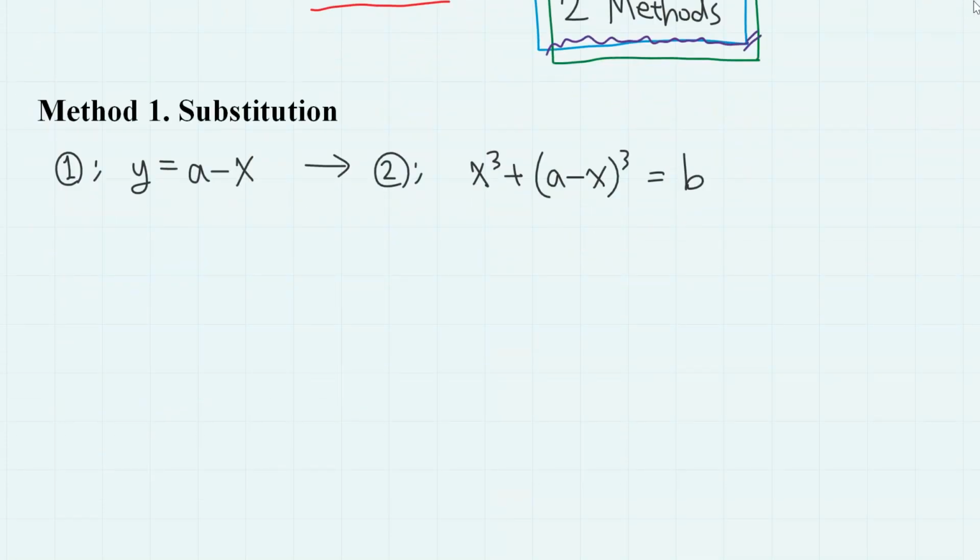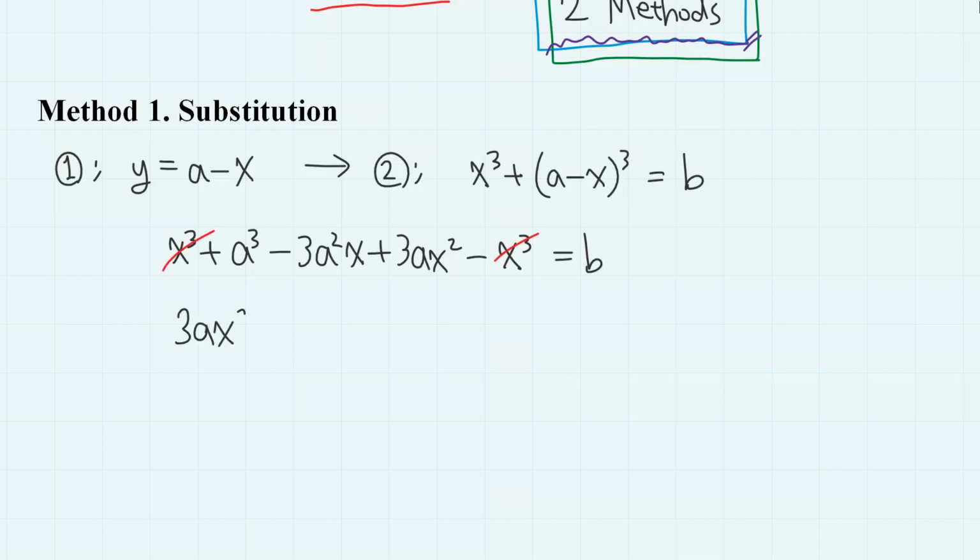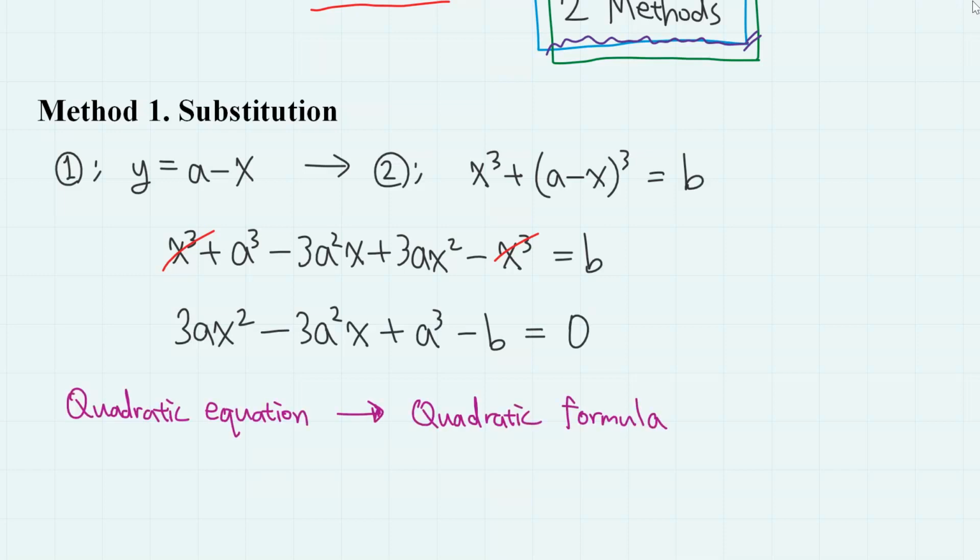So if we expand, we have x cubed plus a cubed minus 3a squared x plus 3ax squared minus x cubed equals b. Here, notice that the x cubes get cancelled out, so we have 3ax squared minus 3a squared x plus a cubed minus b equals 0. Here we have the quadratic equation, so the next natural step is applying the famous quadratic formula, right?